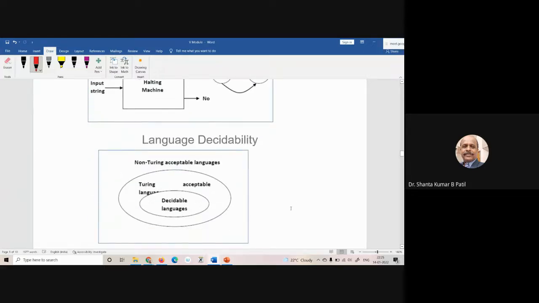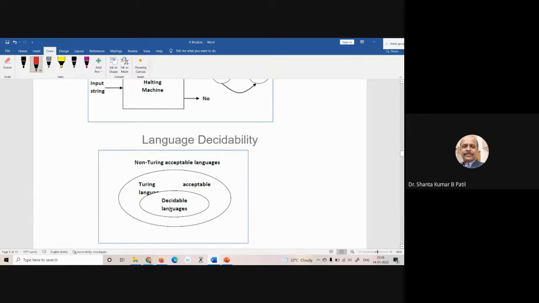Now, language decidability. If you have the question paper, please go through it. A question will be there for 5 marks. What do you mean by language decidability? A language is a set of strings. If each string of the language is accepted by the Turing machine, we call such a language a decidable language.